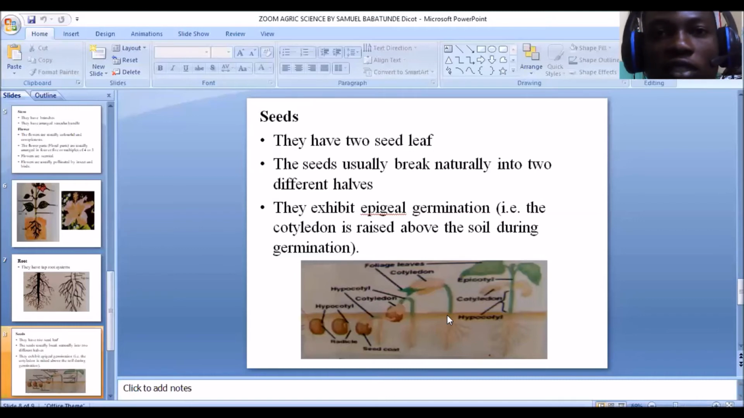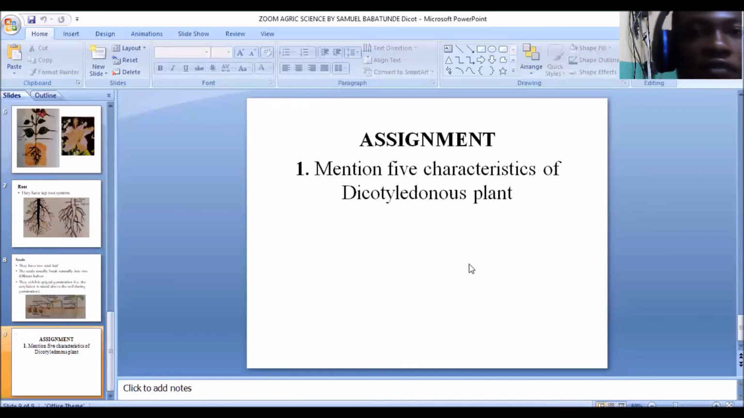But in a case where this cotyledon remains buried in the ground, we call it the hypogeal germination, and it is a characteristic of a monocotyledonous plant. So with this, we've discussed the various characteristics of a dicotyledonous plant according to the different parts of the plant.